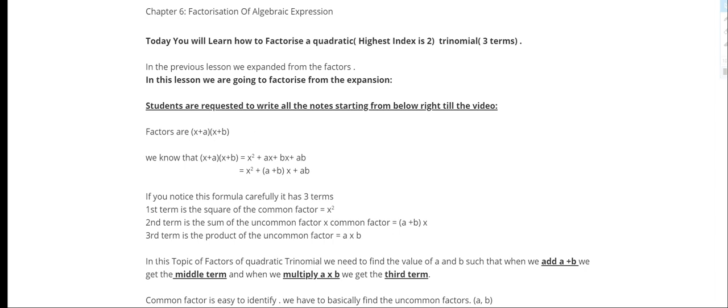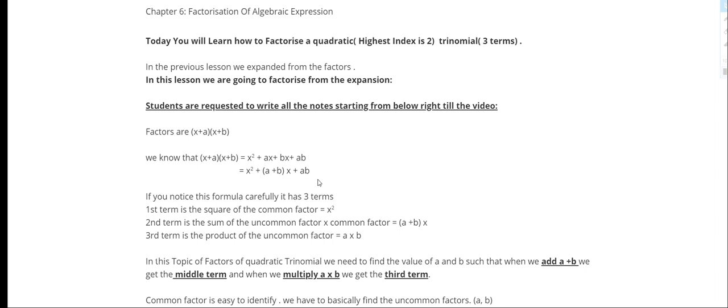x plus a into x plus b. If you notice, in the last chapter we learned the expansion formula of x plus a into x plus b is x square plus (a plus b) into x plus a into b. We have three terms: the first term being the square of the common term, the second term being the addition of the uncommon factors multiplied by the common factor, and the third term is the product of the uncommon factors.